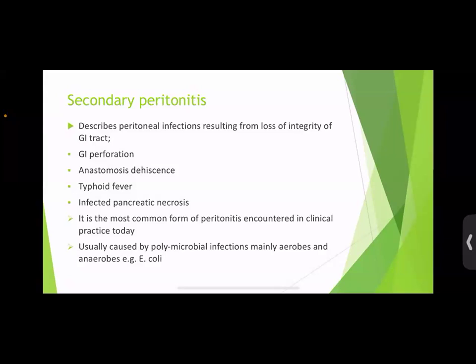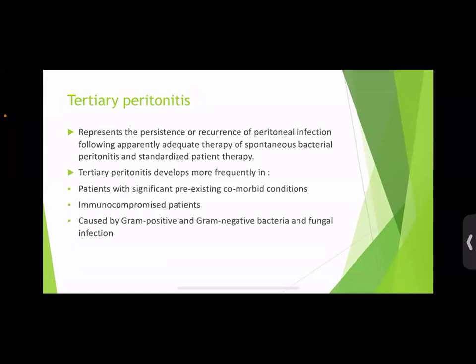Secondary peritonitis is the most common form of peritonitis encountered in clinical practice today, and it is usually caused by polymicrobial infection, mainly aerobes and anaerobes. An example is E. coli. Tertiary peritonitis is like a recurrence after treatment of both primary and secondary.